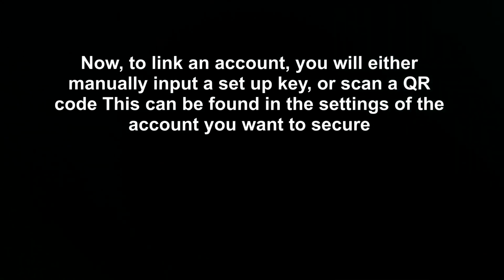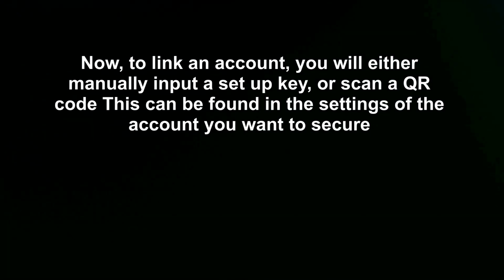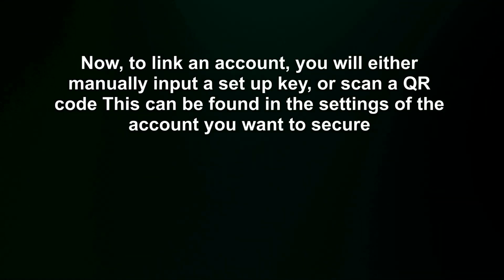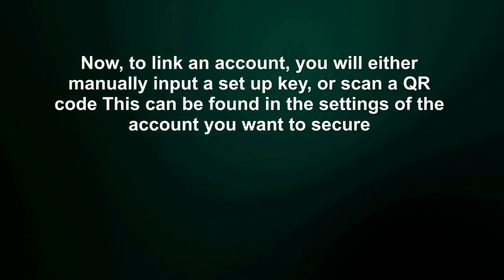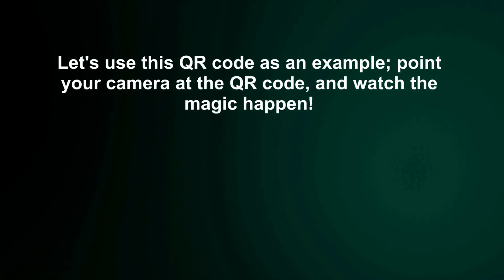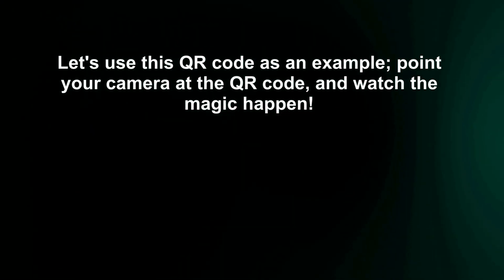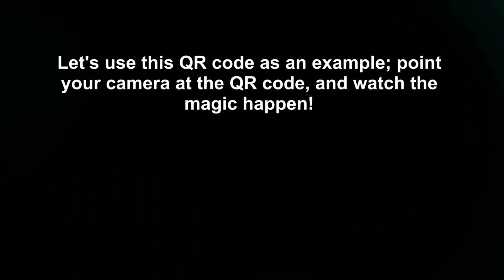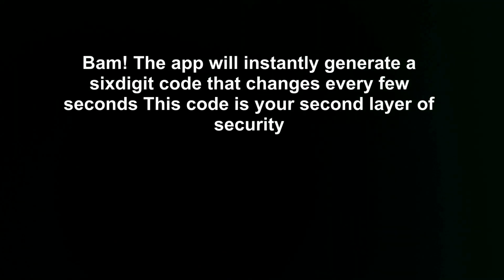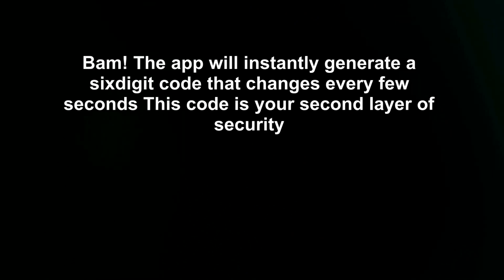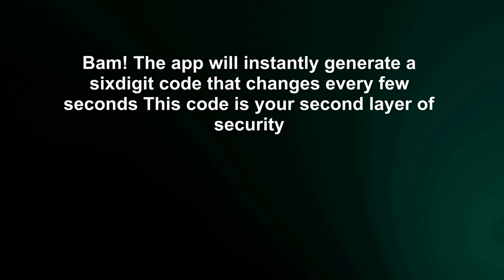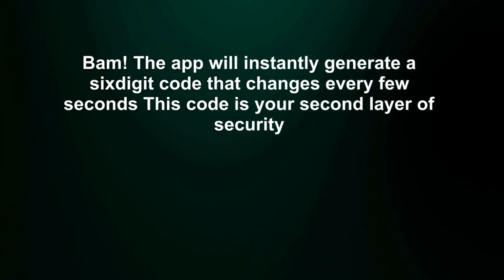Now, to link an account, you will either manually input a setup key or scan a QR code. This can be found in the settings of the account you want to secure. Let's use this QR code as an example. Point your camera at the QR code and watch the magic happen. Bam! The app will instantly generate a 6-digit code that changes every few seconds. This code is your second layer of security.